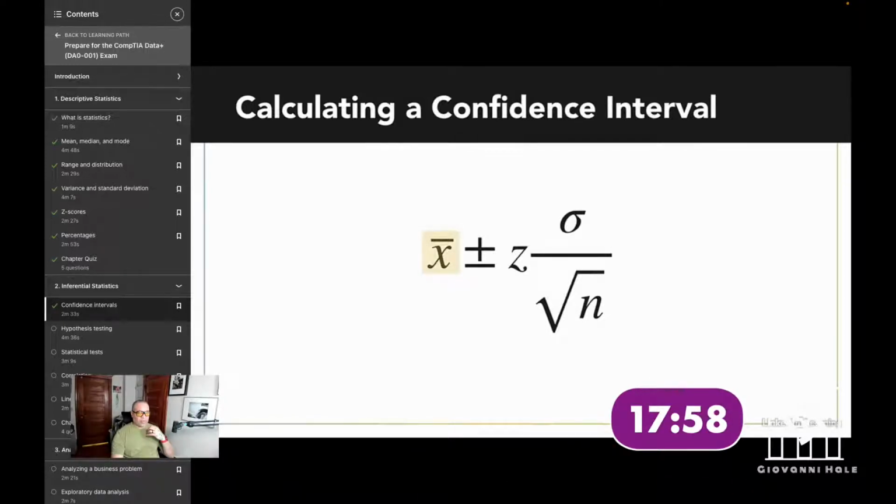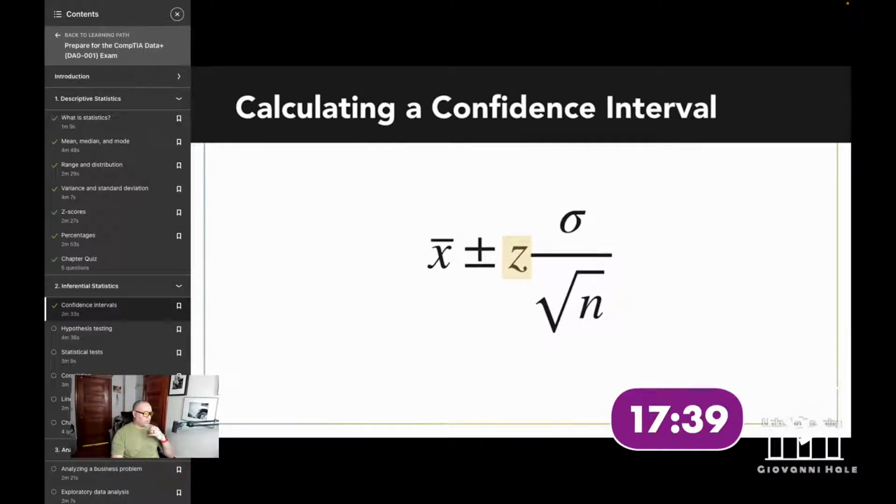X bar is the sample mean, while sigma is the population standard deviation. N is the number of elements in the sample, or the sample size, and Z is the z-score parameter for the critical value. That's a value that we plug into an equation from a table where we look up the value depending upon how confident we need to be in our results.